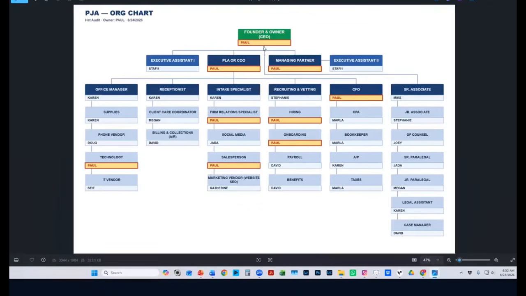The senior associate is reporting directly to the CEO, really reports to the managing partner, but the managing partner CEO in this case is the same person. Here are the executive assistants, one for the founder, one for the managing partner. You can see all three of these are the same person. Now, Paul, my name, is in red and yellow. It looks like McDonald's, doesn't it? Anyway, you can see I'm spread out all over here.